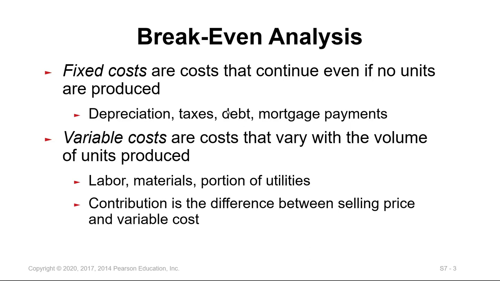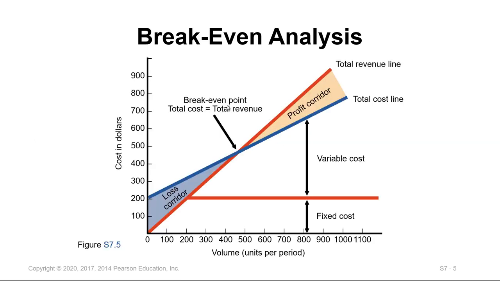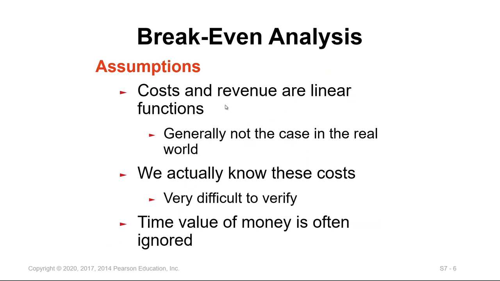of utilities. The revenue function, which is the number of units multiplied by the price of a unit, will begin at the origin of the graph and proceed upwards to the right, increasing by the selling price of each unit. The point where the revenue function crosses the total cost line is called the break-even point. This figure shows break-even analysis and the break-even or crossover point. At that point, you can see that total cost and total revenue are equal.